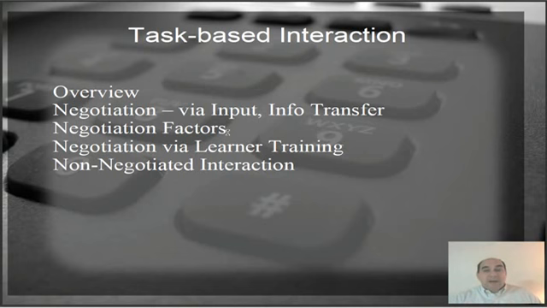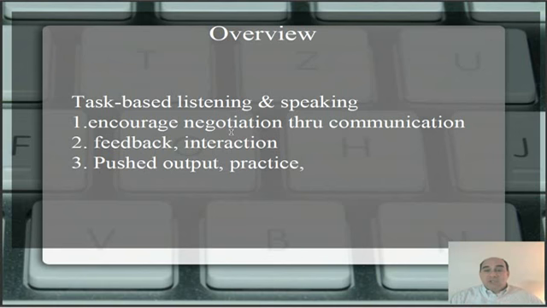We're going to do a little overview about why do task-based language teaching, talk a little bit about negotiation, the factors involved in negotiation, and how to teach tasks for the purpose of doing negotiation. Task-based language teaching is not really new in a big sense. It's been around for about 15 years. There were several articles that came out. They started talking about the need for doing more than just communicative language teaching, that we needed to start focusing more on specific tasks, and that the tasks become the focus.